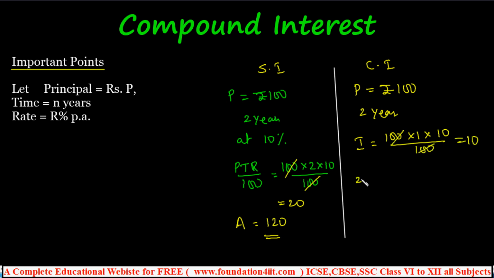Now for the second year, this interest will be added to the principal. 100 plus 10 becomes 110. For the second year interest, 110 is the principal. Again 1 year, into 10 by 100. If we calculate this, the zeros cancel, and 11 rupees is the interest. So the first year interest is 10, the second is 11, so 21. That means the final amount is 100 plus 21, which is 121.